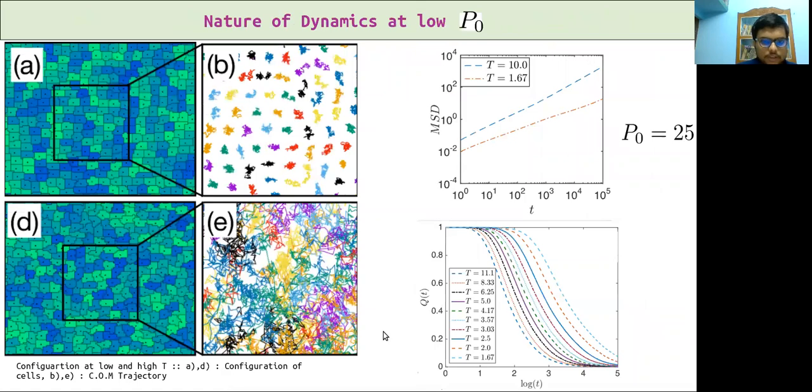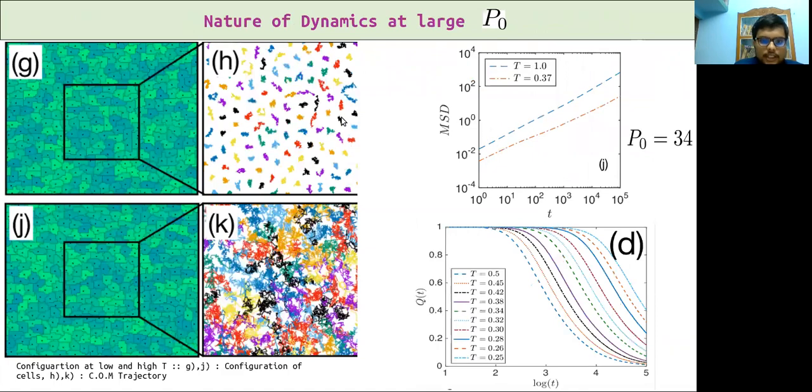Now let's have a look at the dynamics of this type of system. So here you can see that at low P naught regime, the cells are soft and compact objects, and the cell center of mass trajectory shows caging-like behavior at low temperature, and cells are moving randomly at large temperature. The mean square displacement and the self overlap function also show this glass-like signature, as you can see here. Now at large P naught regime, the dynamics is not very different from the low P naught regime. The only difference is that here the cells are irregularly shaped objects.